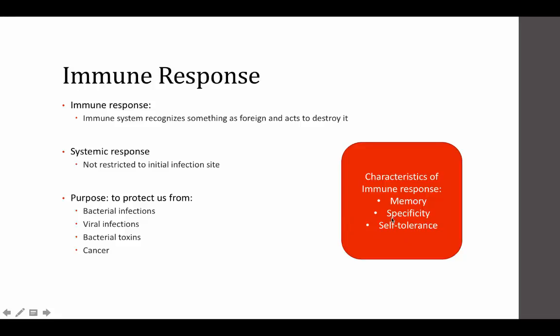The other really important feature of our immune response is that it's self-tolerant. What that means is that our immune response does not attack our own cells, our own body. We need that self-tolerance. If we don't have it, then our immune system turns on ourselves. It attacks our own tissues, our own body, our own cells. And there are autoimmune diseases out there. You may be familiar with MS. That's an autoimmune disease. So self-tolerance is an important characteristic of the immune response.